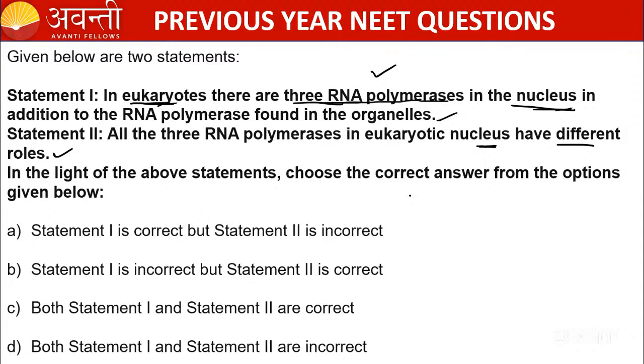Kindly see what they are telling. In eukaryotes, in the nucleus, the polymerase enzymes will be there. There are 3 polymerases. Polymerase 1 will synthesize the ribosomal RNA. Polymerase 2 synthesizes the heterogeneous nuclear RNA. Polymerase 3 synthesizes the tRNA and also 5S rRNA. All RNAs have different roles, right? The C statement is the correct one.